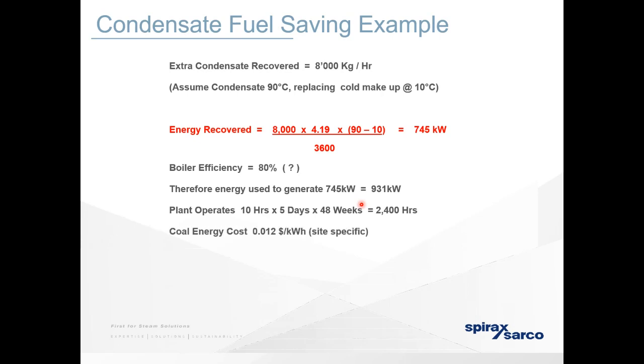Coal energy cost, we use coal on this only because it's more global. And that's dollars per kilowatt hour. So the annual saving would be 931 times 2,400 for the hours, times the cost. So that gives you $26,812 annually saved by just increasing the kilograms per hour that you're returning. Does anybody have any questions on that formula? Not yet.